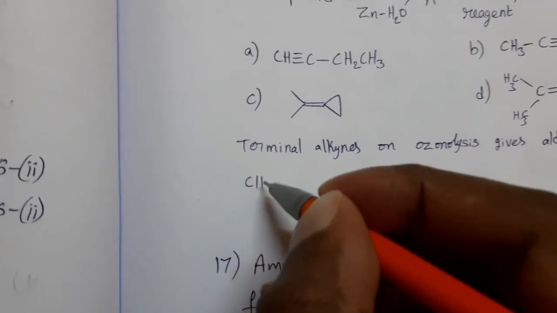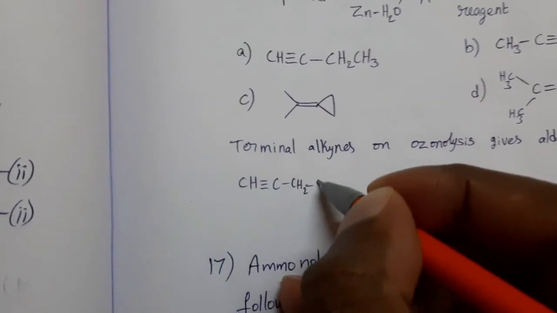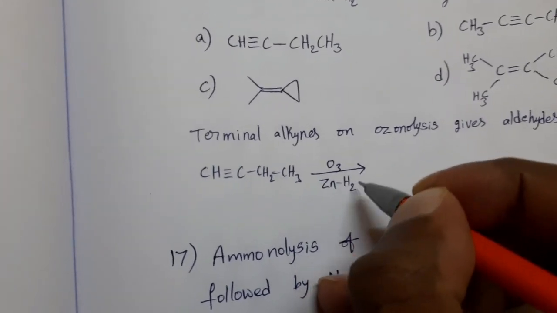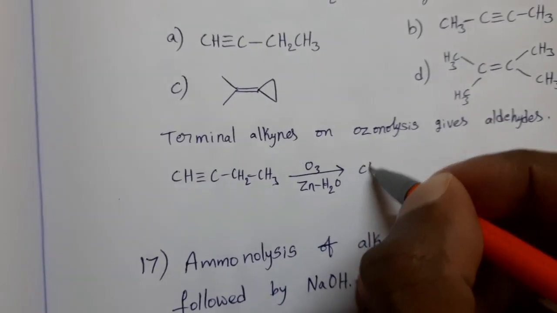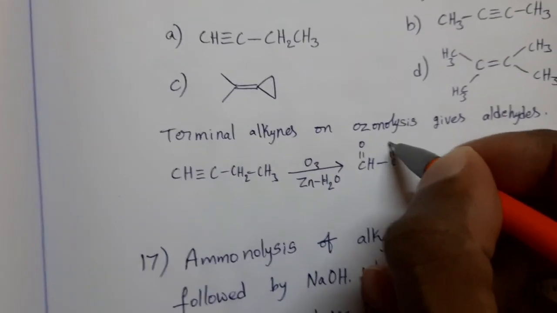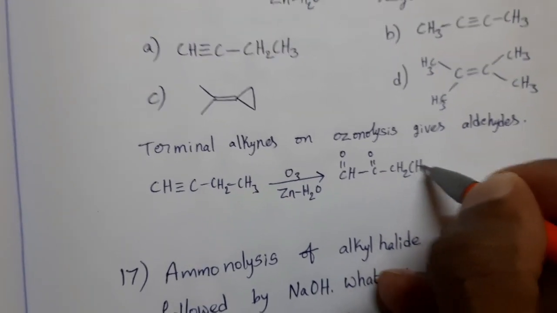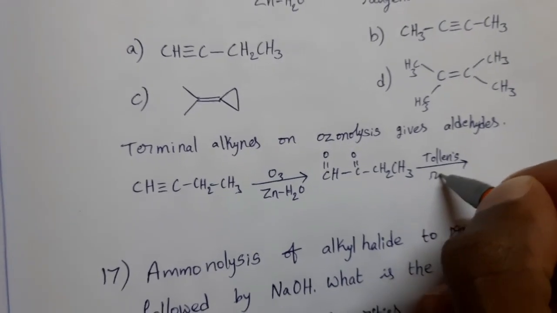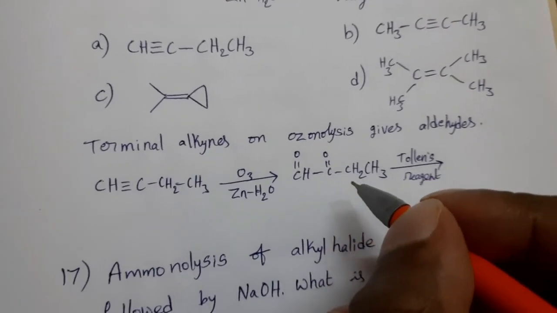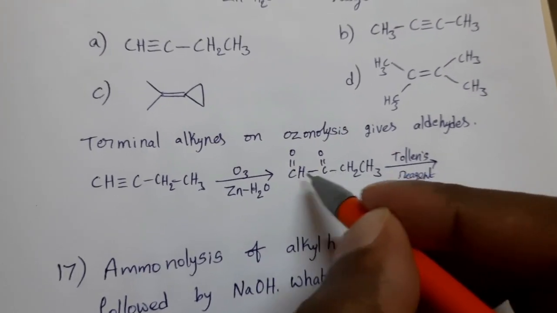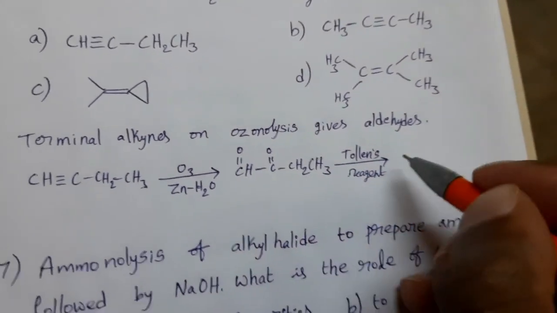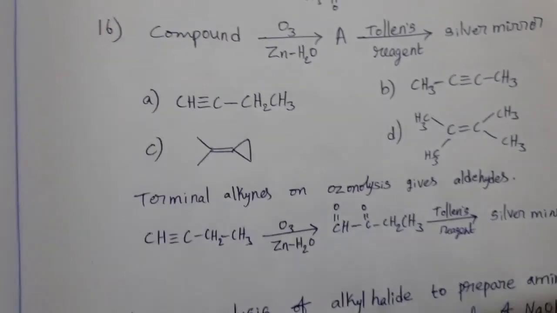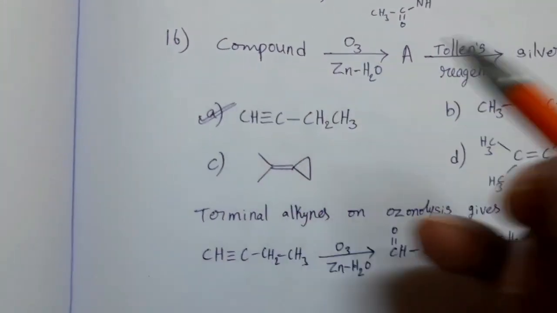So write down this. CH≡C-CH2-CH3 treated with ozone followed by zinc and water. Then we can get this one, CH2CH3, with Tollens reagent. So it is a carbonyl compound having C=O and aldehyde. This aldehyde responds positively with this reagent. Then we can get a silver mirror. So what is the option? Option A is the answer.